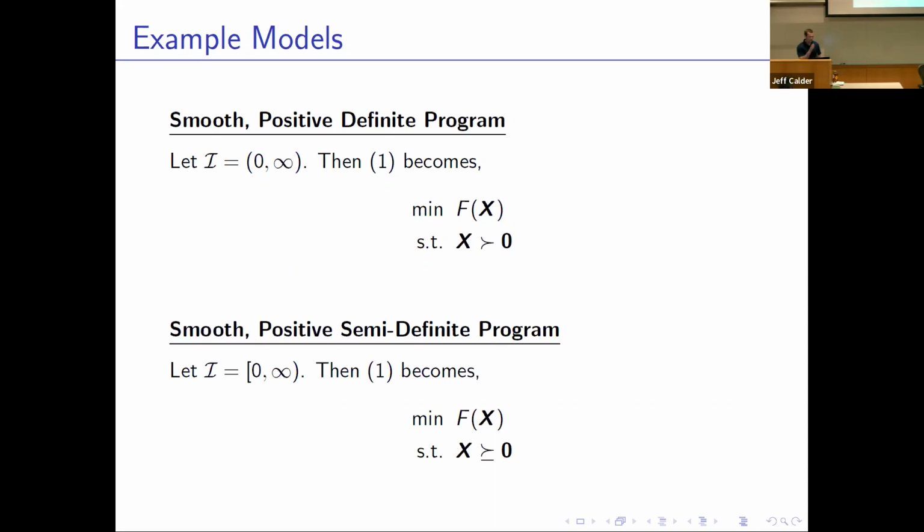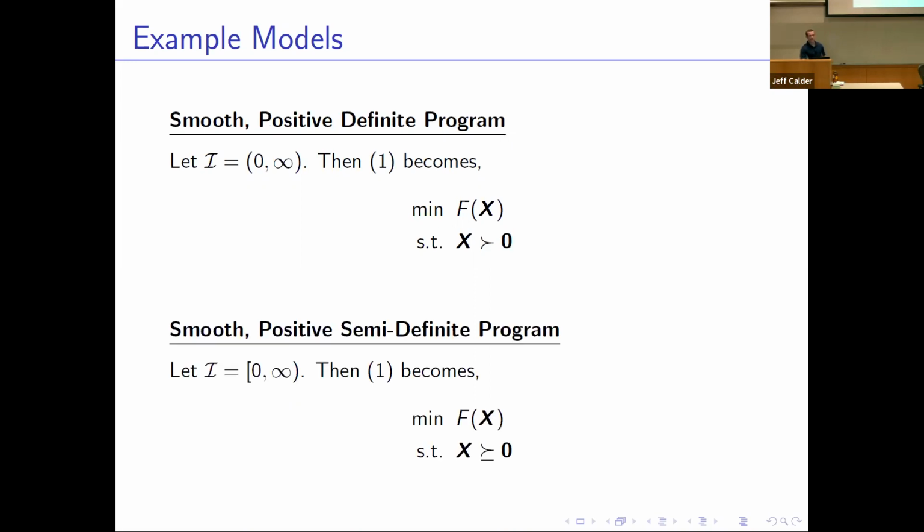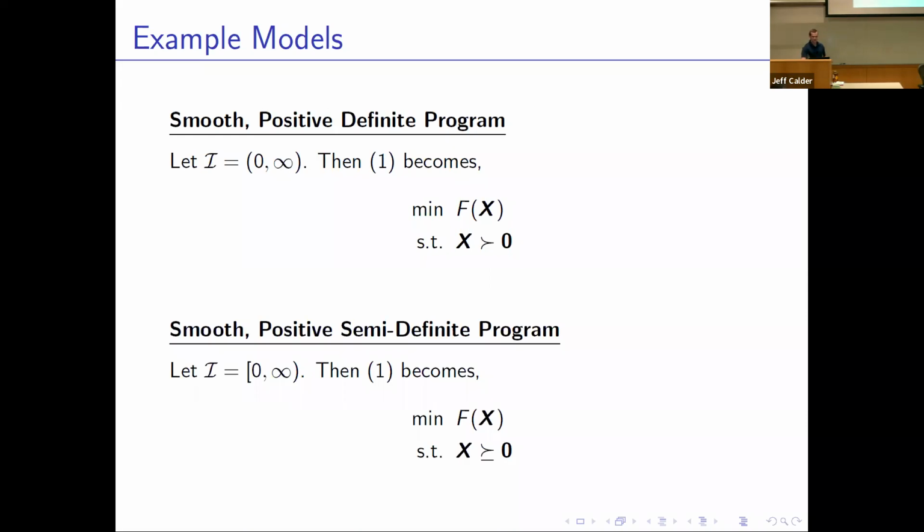But if you don't want to deal with positive definite or positive semi-definite matrices, the interval constraints we're talking about could say, I just want to lower bound the eigenvalues of my matrix. One benefit with this would be trying to avoid singularities that might show up. So it's a slight relaxation, say, of the first model, positive definite, or a slight relaxation of positive semi-definite.